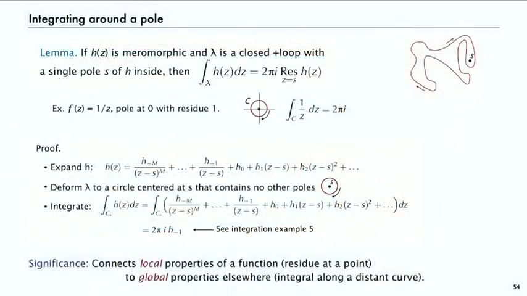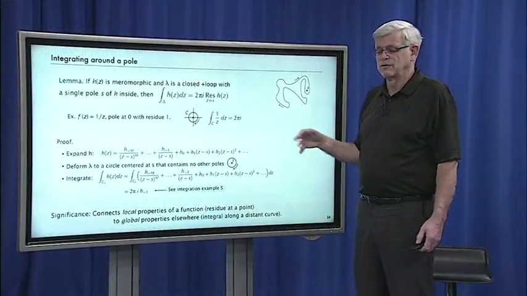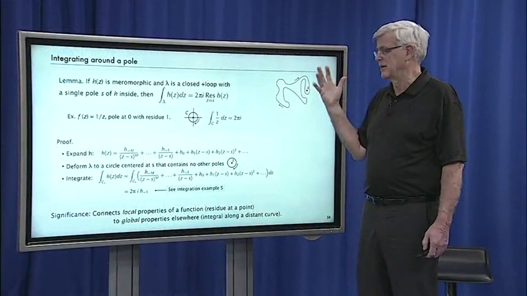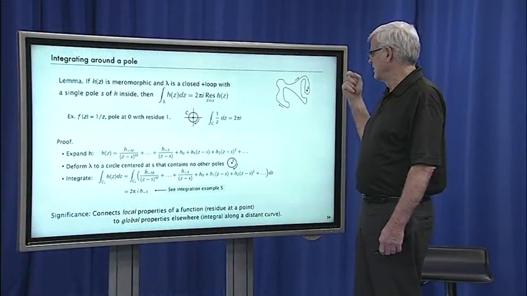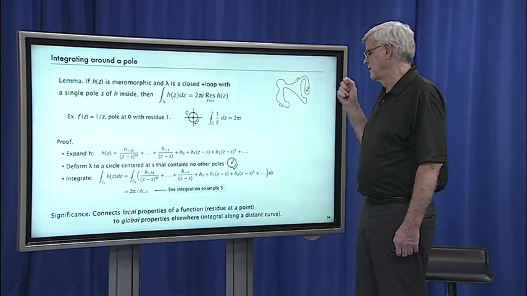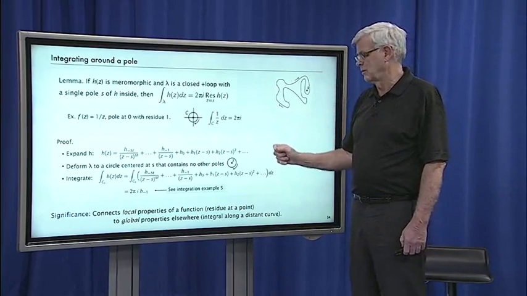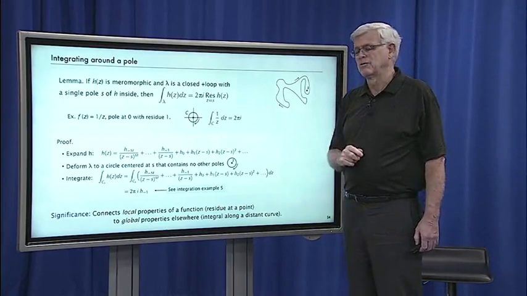This is a really significant kind of calculation, because what it says is that the local properties of a function near the pole are connected somehow to properties of the function elsewhere. In this case, the integral along a curve that might be distant. It doesn't matter what the curve is; for a meromorphic function, it's only the local properties of the function near the pole that matter.